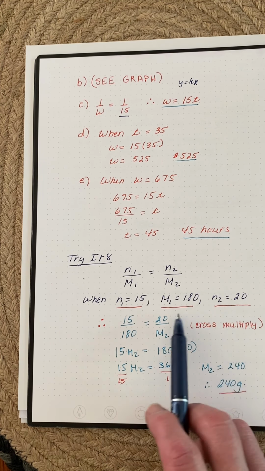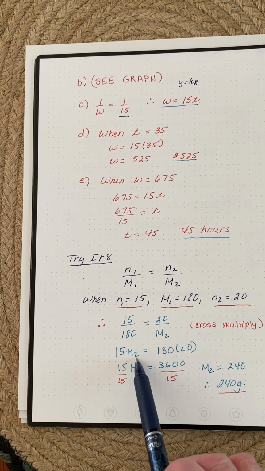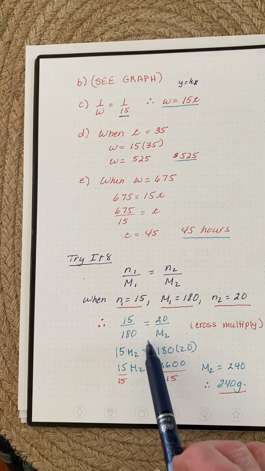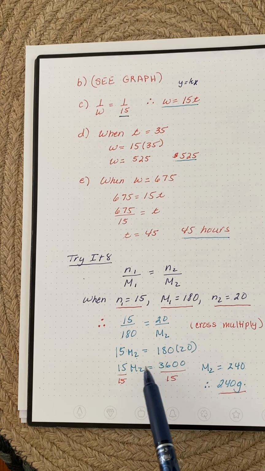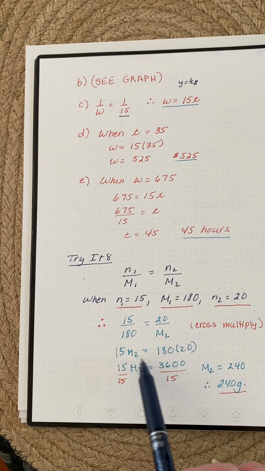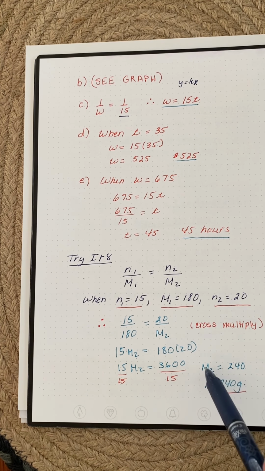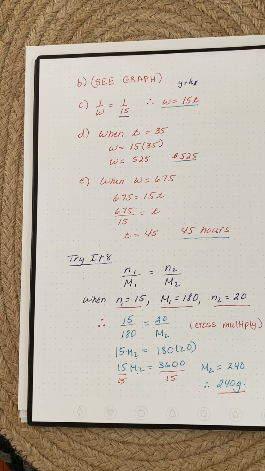Well, you can cross multiply. So 15 times the second M is going to equal 180 times 20. So 15 times the second M is going to equal 3,600, and I find out what M is by dividing both sides by 15 to get it down to that second M. When I do that, I find out that the second M is equal to 240. Therefore, those 20 pieces of chocolate weigh 240 grams.